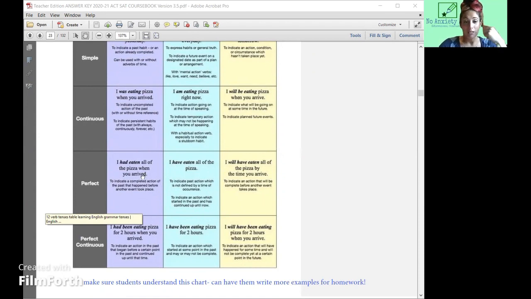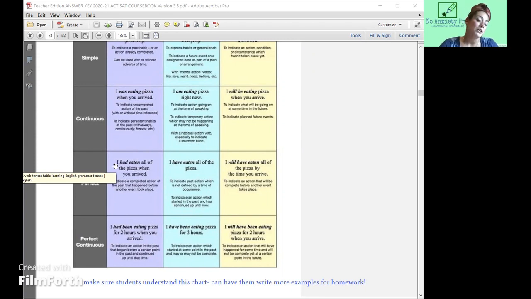So let's break down this sentence. You can see the simple past tense here with arrived. So this person, whomever they're talking to, arrived. That already happened. Okay, but before that happened, this person had eaten all the pizza. They had eaten all the pizza. Right? So you can't say I ate all of the pizza when you arrive. That's not quite what we're trying to convey. We're trying to convey one past event before another past event.